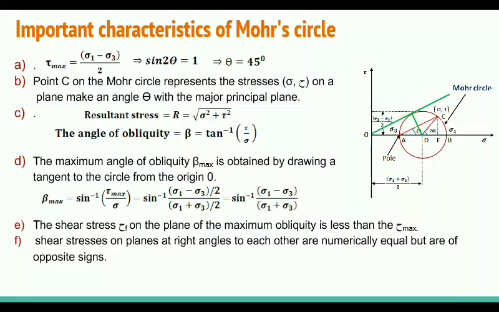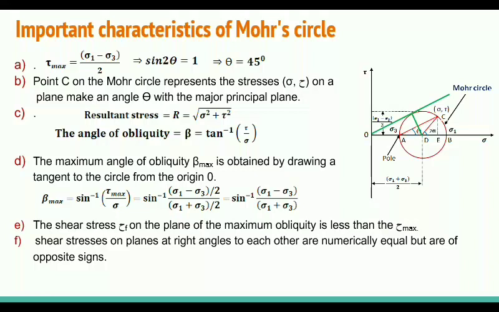Shear stresses on planes at a right angle to each other are numerically equal but of opposite sign. Obviously, in the previous slide also we have seen, on one plane it was anti-clockwise, on the other plane it was clockwise, and both planes were perpendicular to each other. So if we have taken the sign convention anti-clockwise positive, the other one we can call negative. And one more thing I forgot to tell you.